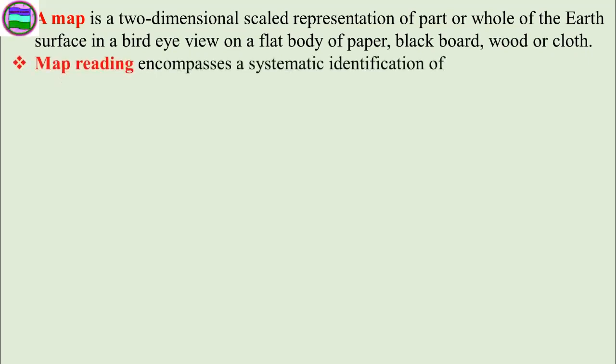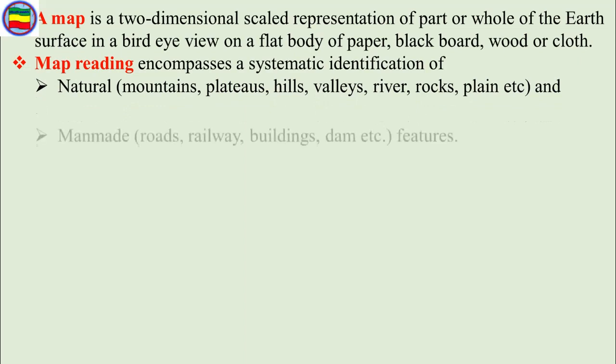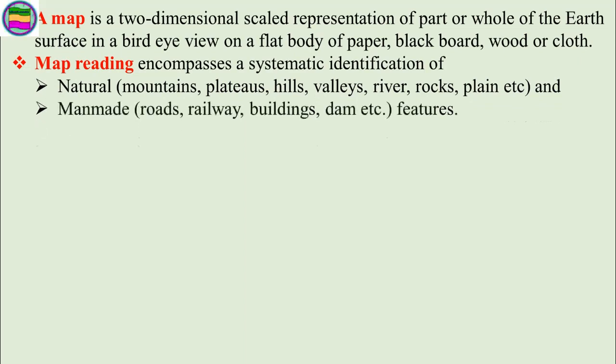And map reading encompasses a systematic identification of natural and man-made features. Meaning that we do have different types of features in reality. So map reading encompasses a systematic identification of the natural features or the man-made ones, so that we can display information, or transform information, from a three-dimensional surface into a two-dimensional surface, as a natural landscape or man-made features.